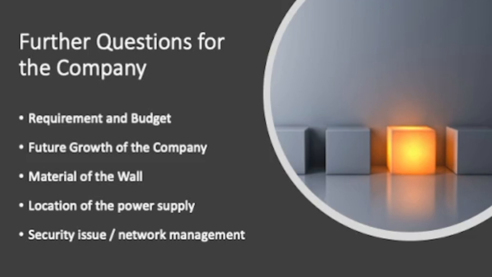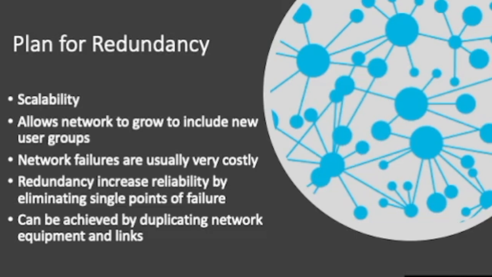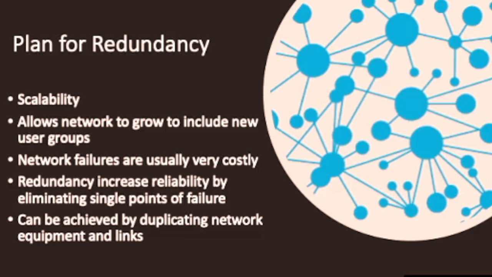So there's one more question to ask, which is the future growth of this company. We have to plan for redundancy and scalability to include new user groups. Because network failures are usually very costly, and redundancy increases reliability by eliminating single points of failure. Network redundancy can be achieved by duplicating network equipment and links. So it's important that we consider the redundancy for the network before we design it for this company.